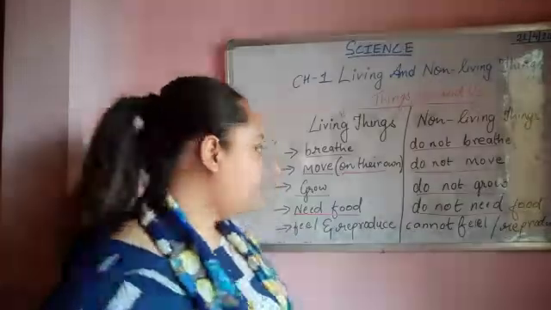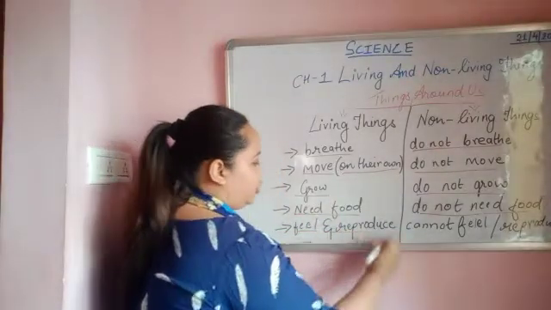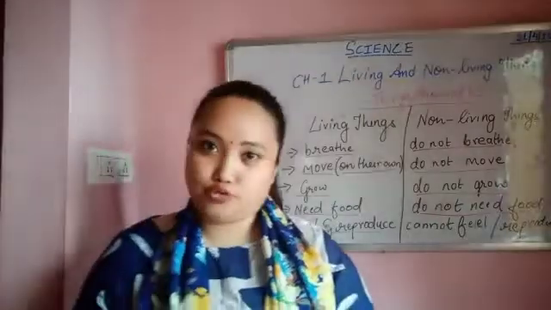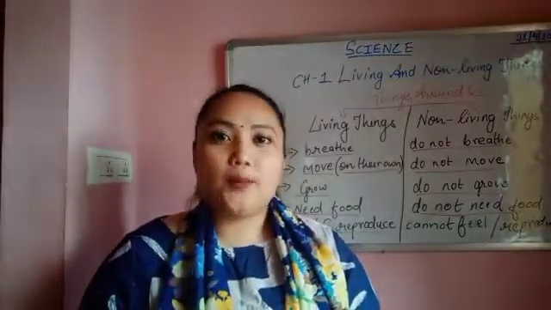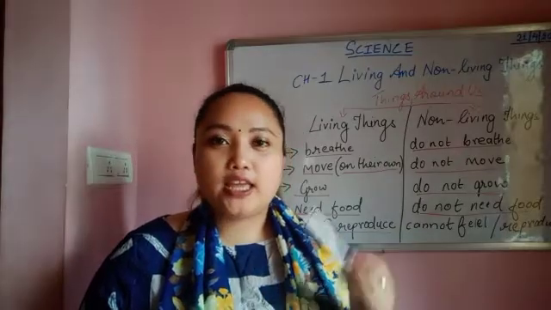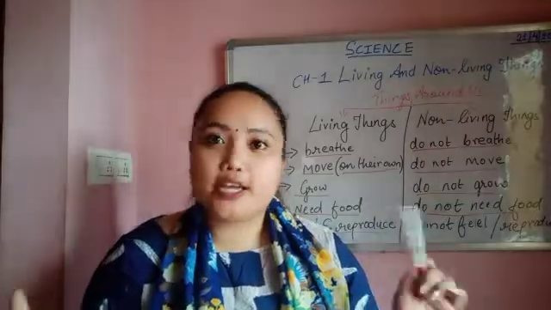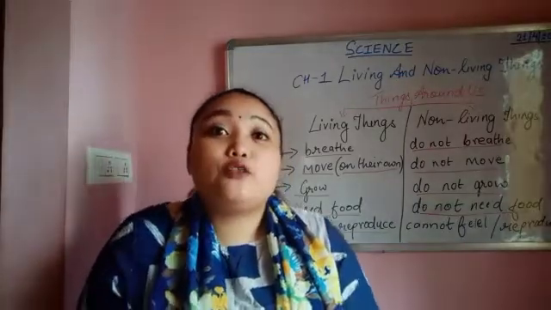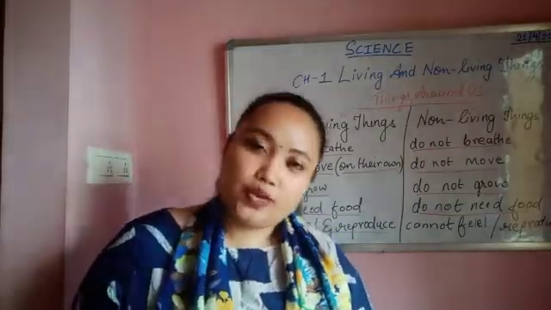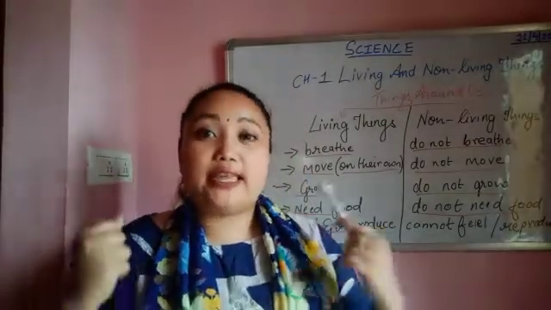And then the last point we come to is feel and reproduce, which means that if I hit you, you will feel hurt. But if I hit a chair, will that chair be hurt? No, right? If I hit you, you might cry. But if I hit a fan, a chair, or a table, it will not cry. Why? Because they don't feel. Whereas living things feel, that's why they will cry, and they can even reproduce.